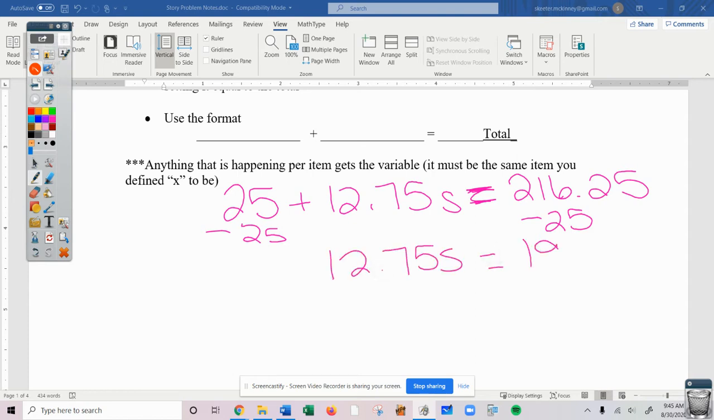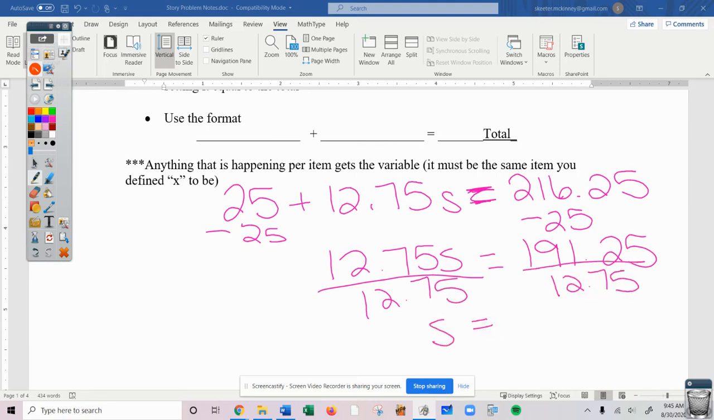Let's see. We'll undo multiplication with division. Hopefully at this point we're fine with solving. We'll do 191.25. And we get 15. Okay, so our question says, how many shirts were purchased?